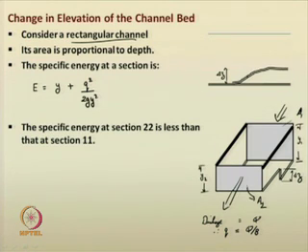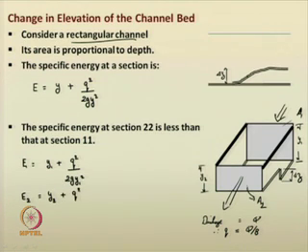So, E 1 will be now y 1 plus q squared by 2 g y 1 square. E 2 is equal to y 2 plus q squared by 2 g y 2 square. How are they related now? How can we relate E 1 and E 2? Can you have a guess?